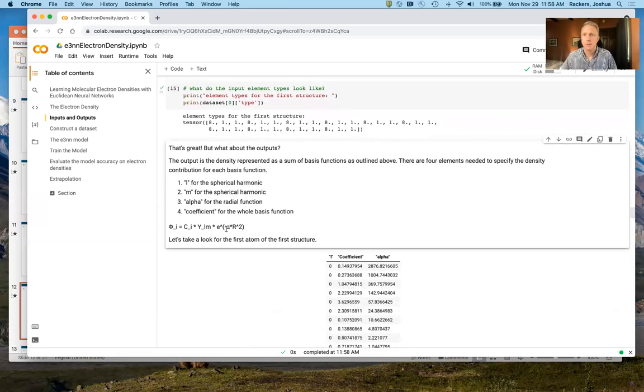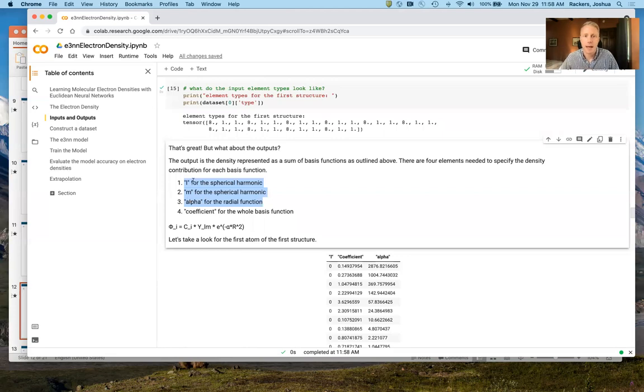The outputs are a little bit more complicated. So remember that the output is the electron density, and we're representing the electron density as the sum of basis functions. And each basis function here has 4 components that are necessary to define it. The first 3 are all predefined by what's called a basis set.